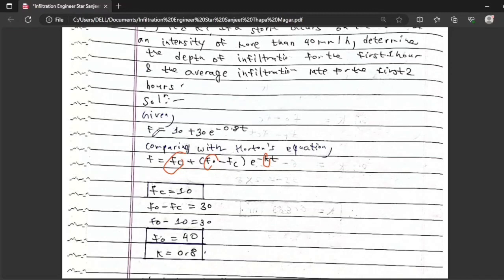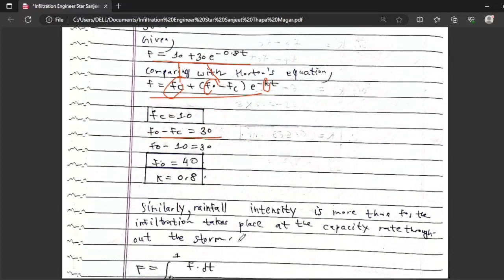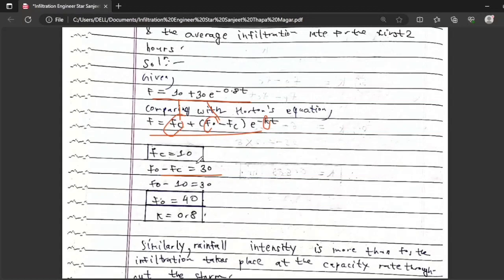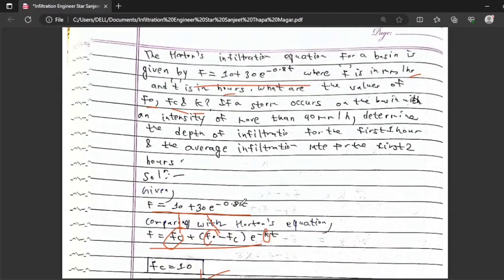So this is the given equation and this is the standard equation. Comparing them, f c is 10, so f naught minus f c is 30. So f naught will be 30 plus 10, which is 40, and k is 0.8. So we have calculated f naught, f c and k as 40, 10 and 0.8 respectively. This is the first question.